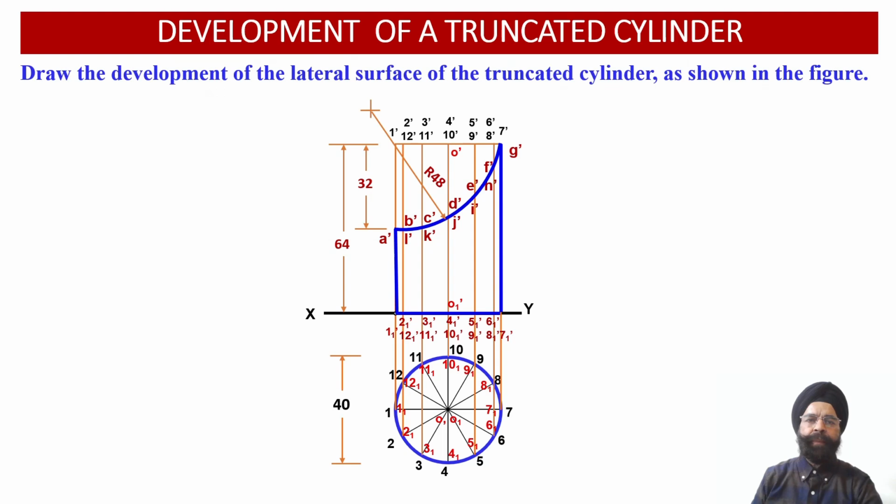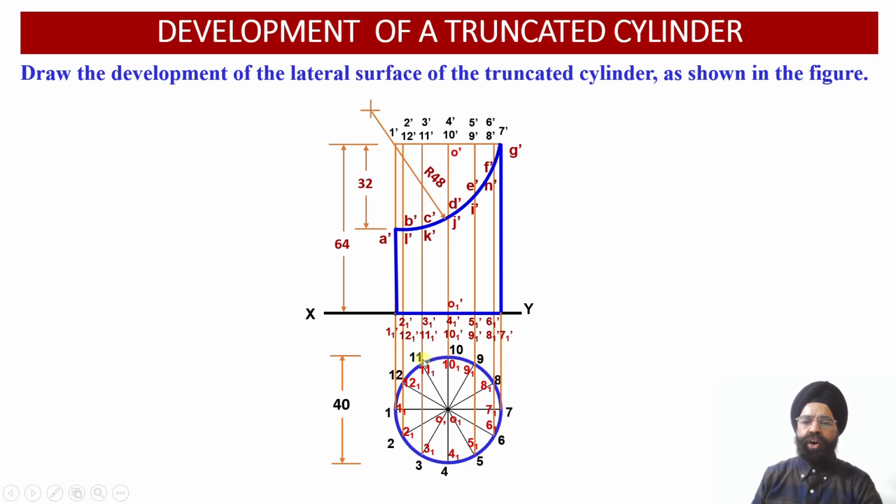Now here we have been provided with a truncated cylinder in which the cylinder has been cut by a cutting plane which happens to be circular in nature. We are required to obtain the development of the lateral surface of this truncated cylinder. So now we can check.